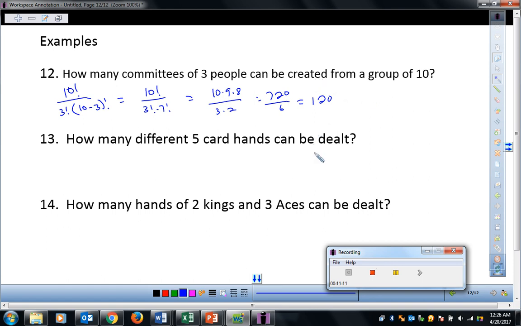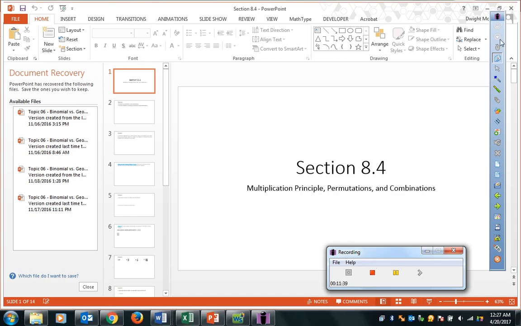How many different 5-card hands can be dealt? There are 52 total cards, so 52 factorial. We're looking for 5 of them. Doesn't matter which 5. 5 factorial times 52 minus 5 factorial. I'll let you work that out. We'll look at more of this closely as we get into this more next week.